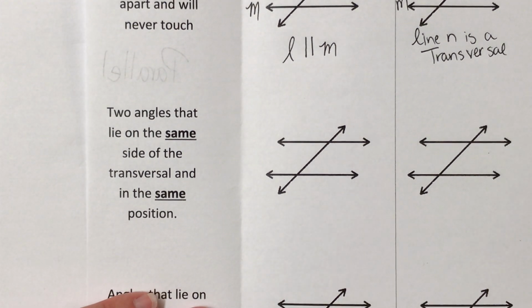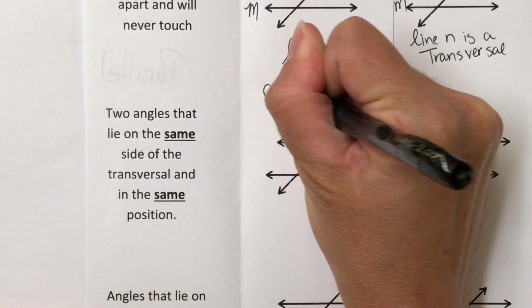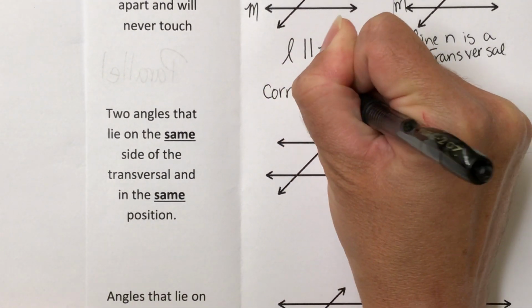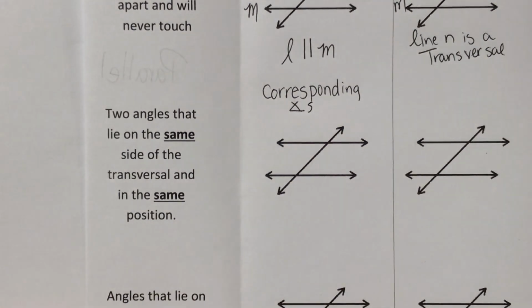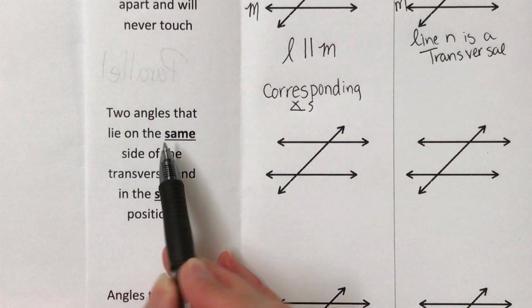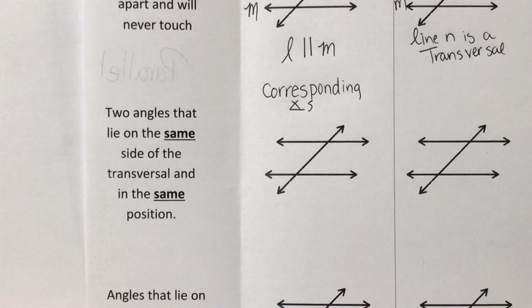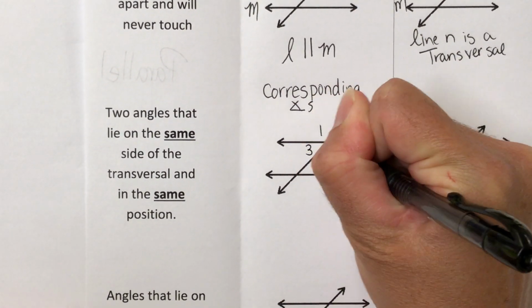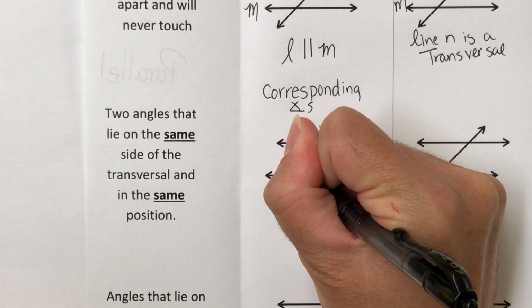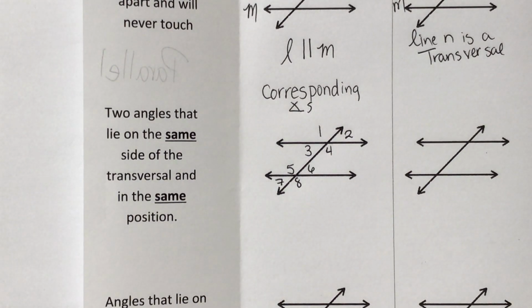So the next set of angles that I want to focus on is what we call corresponding angles. So corresponding angles are two angles that lie on the same side of the transversal and are in the same position. So same side, same position. So what I'm going to do is I'm going to number my angles here. And I'm going to name the set of corresponding angles. So same side, same position.